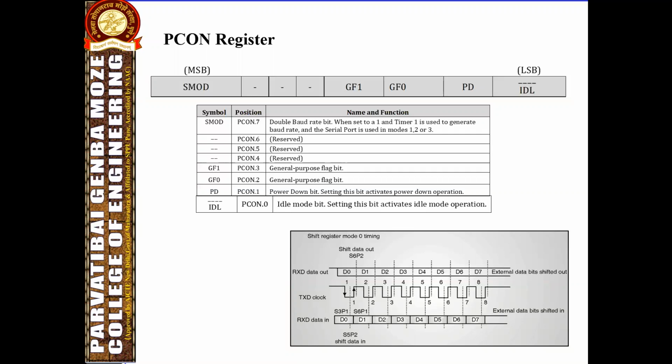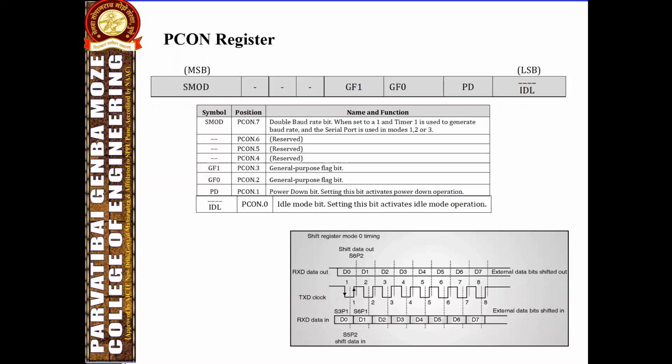The baud rate for the serial mode can be adjusted, and the clock source required for setting the baud rate is provided on the chip. The baud rate is fixed for mode 0, while it is variable for modes 1, 2 and 3. The variable baud rates are determined by the Timer 1 overflow rate.